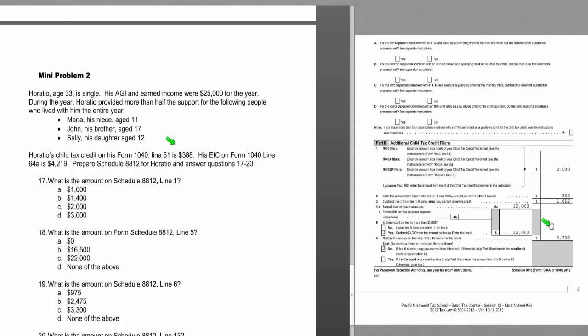And ultimately, his allowable child tax credit, his refundable child tax credit, is going to be the lesser of line 6 or line 3, and so that makes line 3 the amount that he will ultimately carry to the 1040 and claim as refundable child tax credit. So that concludes the review of the Session 13 quiz.